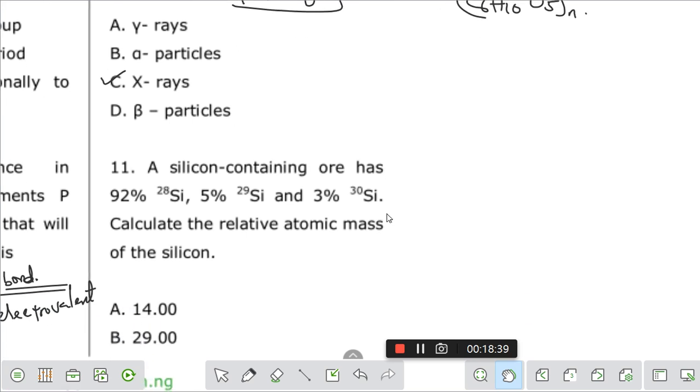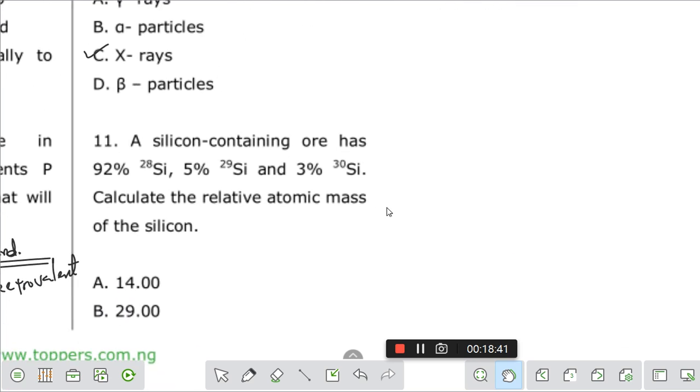So look at this question now. This question is actually on isotopes. It's actually on what?